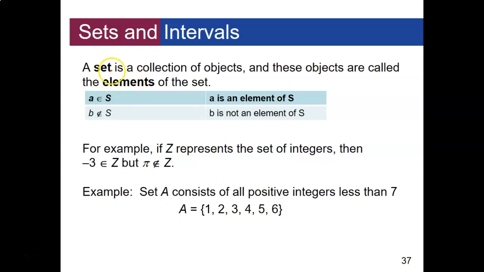Okay, so set notation is something I want to talk about. We've got this symbol here, which means it's an element of or it's a member of. So this would be A is an element of the set S. This would be B is not an element of the set S.